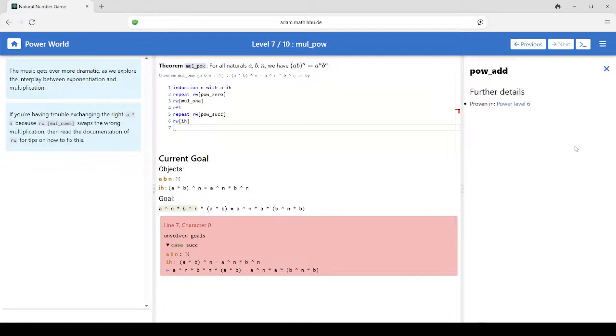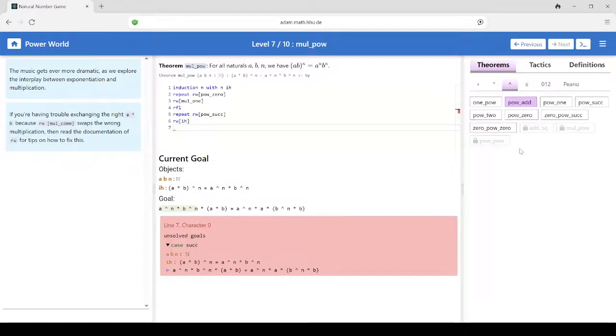Wait, can I use this? Is there anything in here I can use? It's the proof that a to the power of m plus n equals a to the power of m times a to the power of n. There's no pluses in here at all, so I'm not sure if that's something we can use. I feel like we're really close.